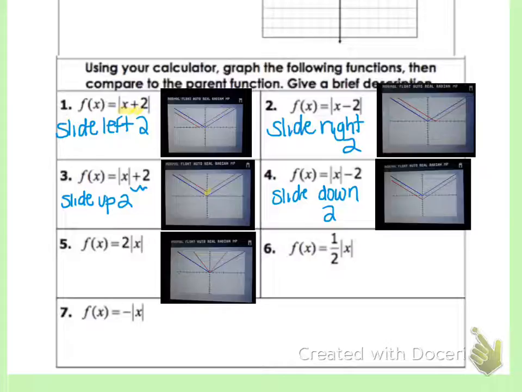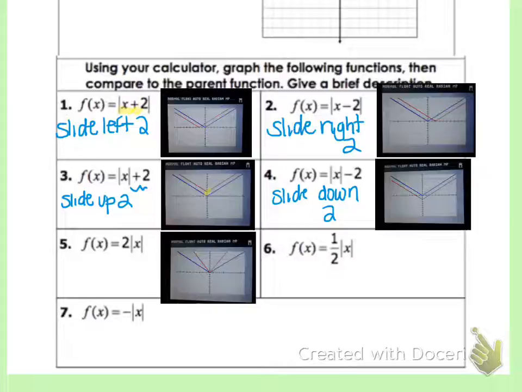It's basically taking any of the points on this parent graph and just stretching them up so they're twice as far away from the x-axis. For instance, here's a point right here on the original, and then twice as far up is a point on the new. And so it's just actually doubling the distance away from the x-axis. It's doing a vertical stretch.